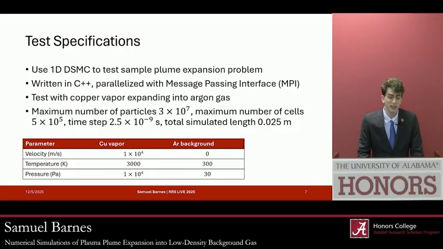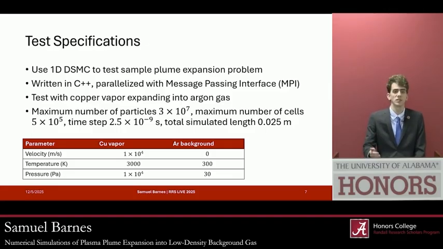We test with a copper vapor expanding into an argon gas. These are the simulation parameters, and we see that the copper vapor has a high initial velocity and a higher temperature and pressure, and the argon background gas has no velocity and a lower temperature and pressure. These are the variables within the simulation: the maximum number of particles, maximum number of cells, the time step, and the total simulated length.